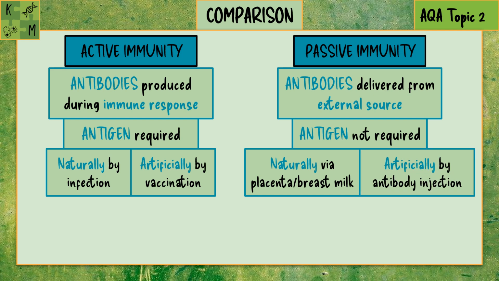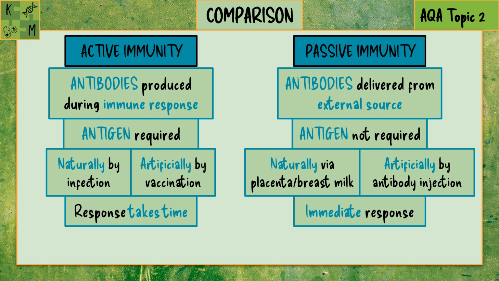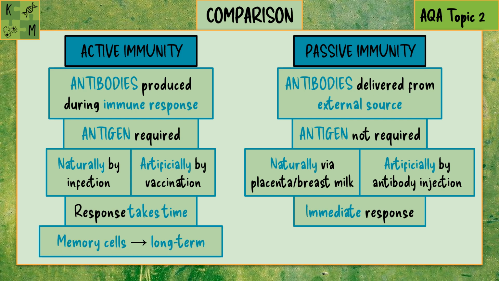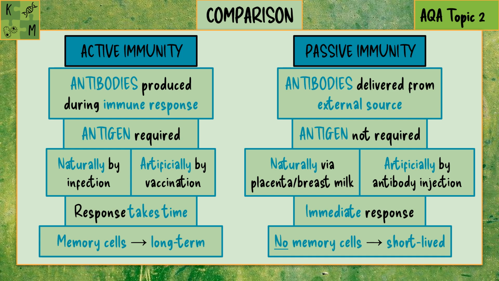With active immunity, the protection takes some time to build, whereas passive immunity provides immediate protection. In active immunity, memory cells are formed, leading to long-term immunity, but this is not the case with passive immunity, with the protection only lasting as long as the antibodies remain.